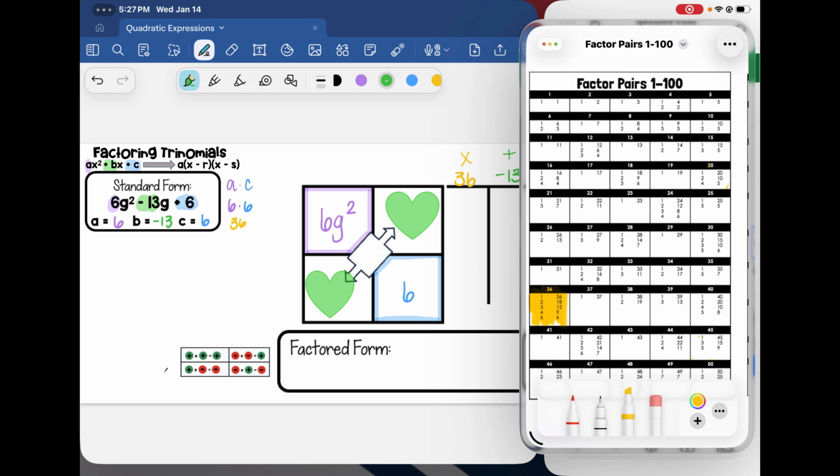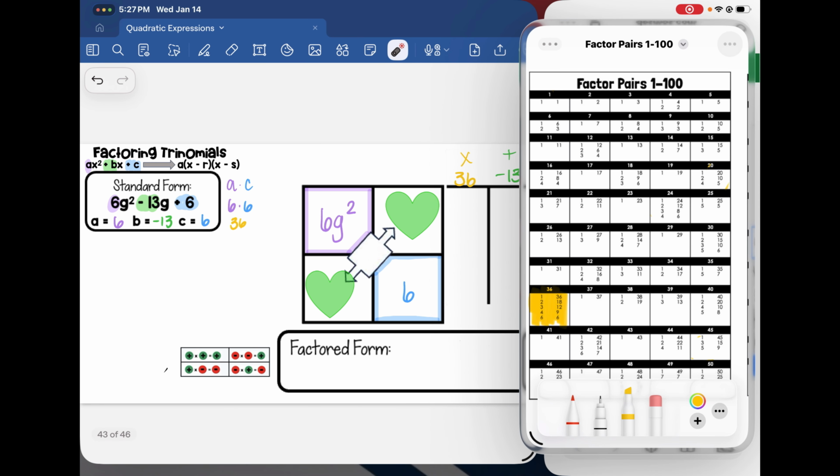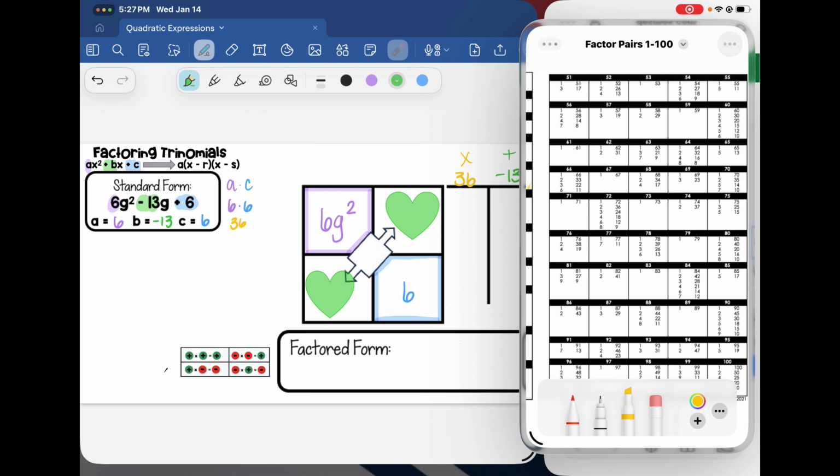All right, I want my 2 numbers to multiply to a positive 36 but add to a negative 13, which means I will have positive and negative numbers. So these are the combinations that I can use because I want it to give me a product of a positive value.